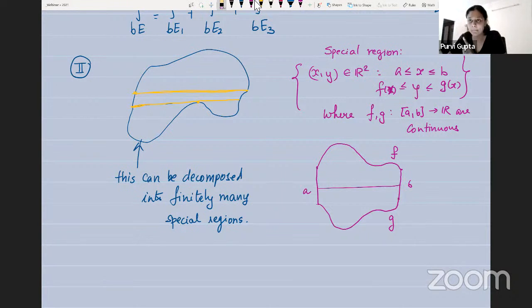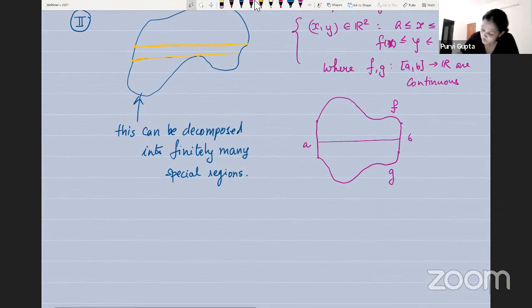You could also have the opposite situation where Y lies between A and B, and the left and the right-hand side of the region are graphs over Y. But a similar story will work over here, over there. So the third step is to say something about these special regions.